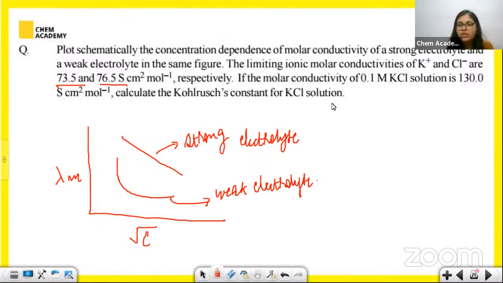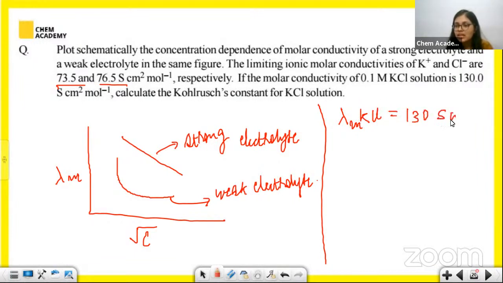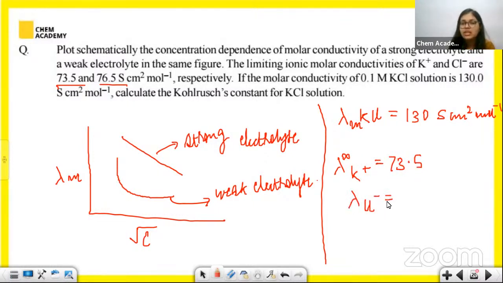So first of all, let's write down the information that we have been given. They say that the molar conductivity, that is lambda m of KCl, is equal to 130 Siemens centimeter square mole inverse. Okay, and we know that the limiting molar conductivity for K plus is 73.5 and that for Cl minus is 76.5.